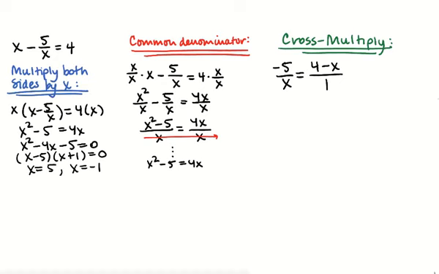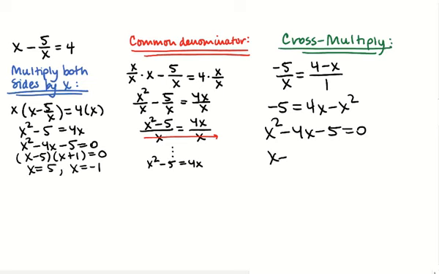So I've got -5 equal to x times 4 minus x is going to be 4x minus x squared. Okay, I'm going to get everything to one side, set it equal to 0. X squared minus 4x minus 5 equals 0. You factor. You get x equals 5 and x equals -1. Okay, so it's really, how do you want it?